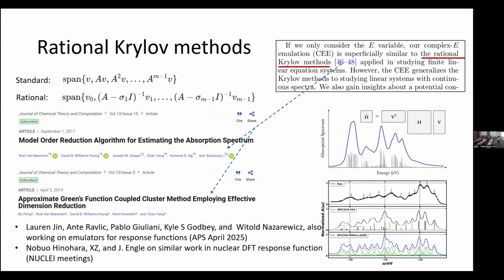But in the rational approximation, you apply the resolvent, like 1 over E minus H, if you think of sigma as your energy variable, and you have a bunch of different sigmas, and that gives you a subspace, right? So this is called the rational Krylov method. I bring this up because this morning we have Lauren, Pablo, and the group talking about PMM for the response function calculations.